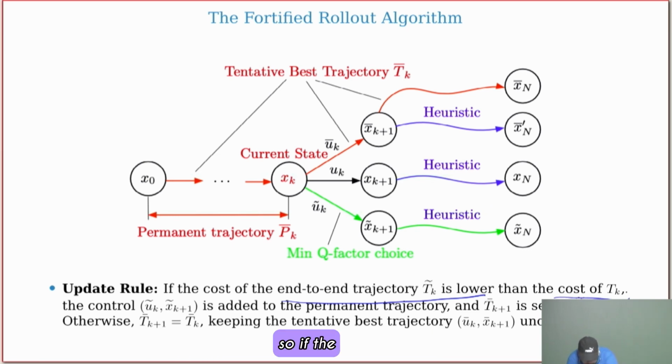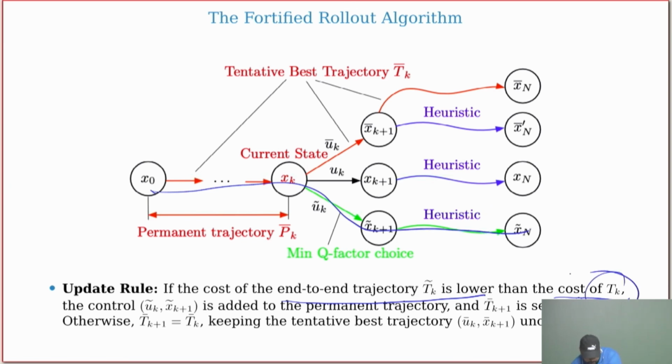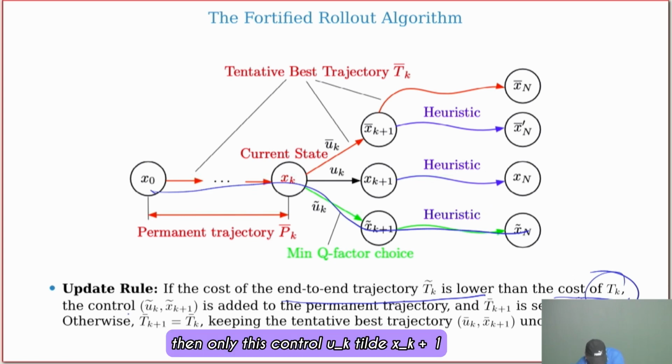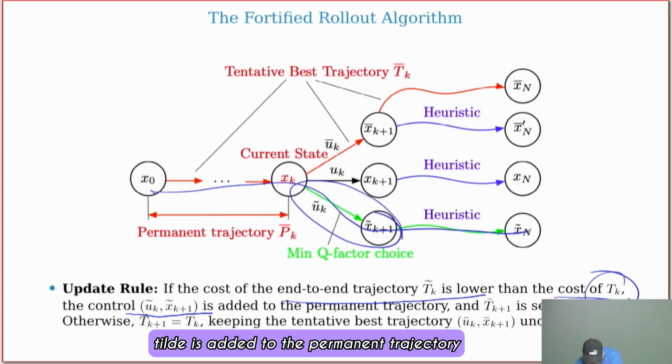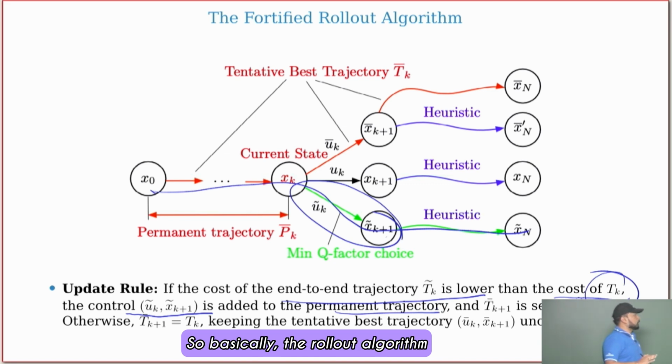So if the cost of end-to-end, meaning from starting to the end, if the total cost is lower than the cost of the current trajectory Tk, then only this control uk tilde, xk plus 1 tilde is added to the permanent trajectory. Otherwise it is not.